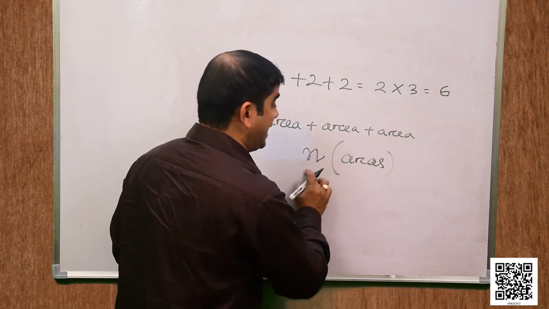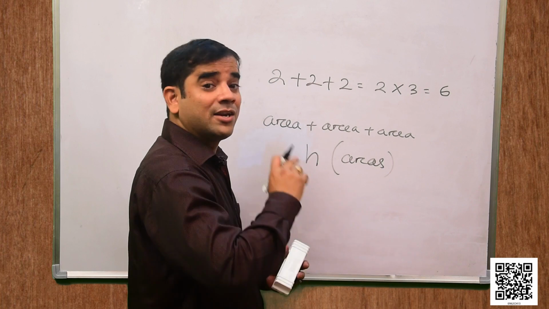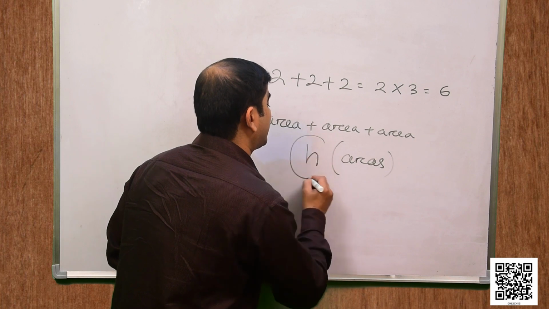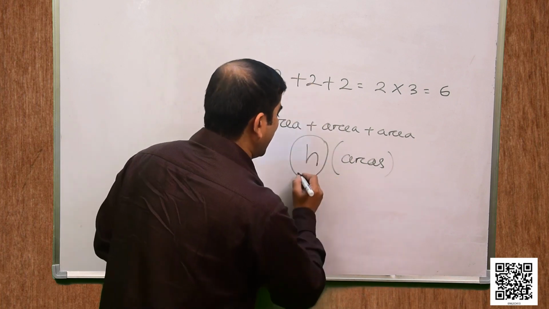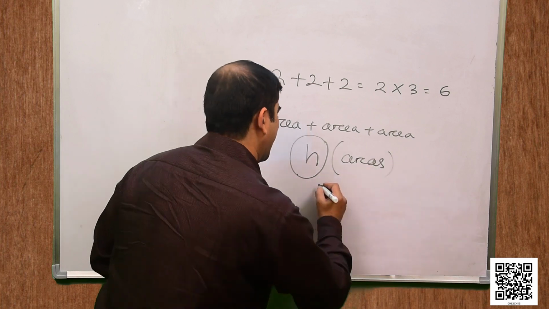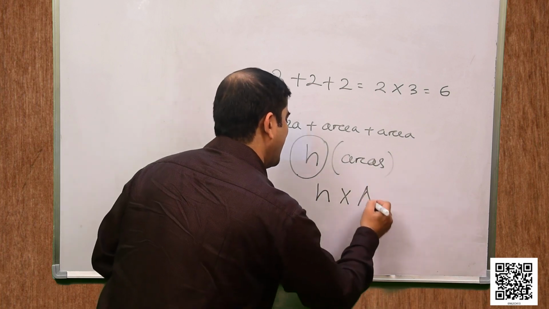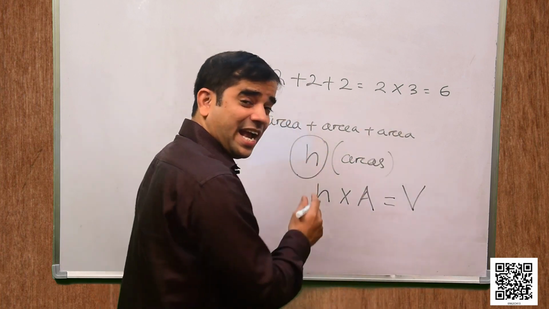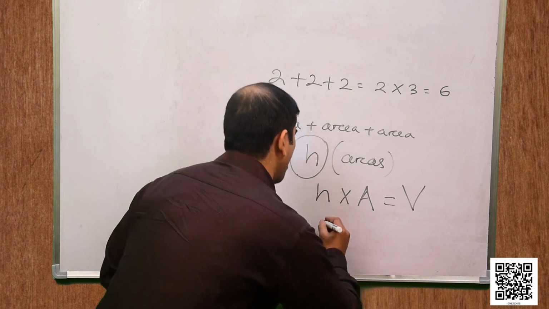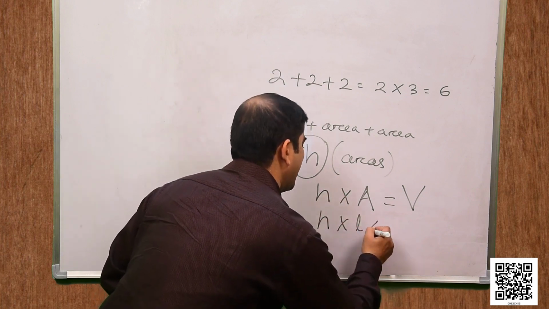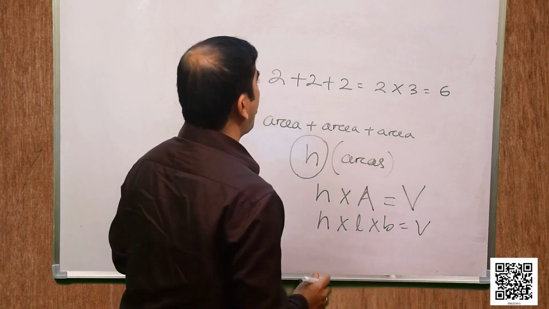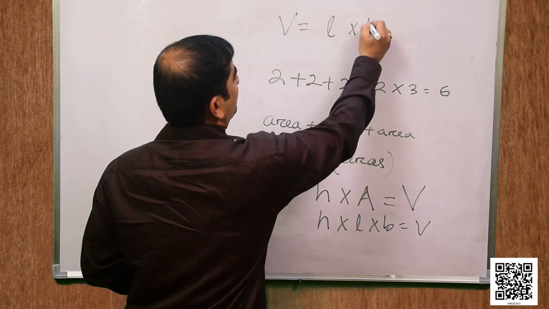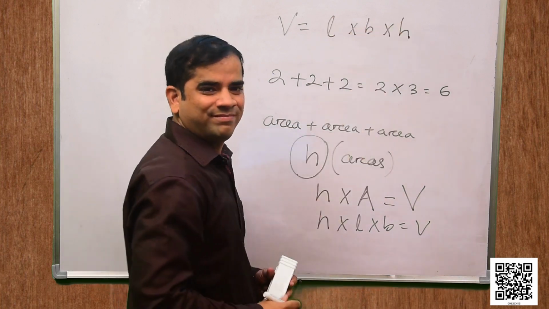Okay. So, this n is nothing but the height. The number of rectangles one over another have constituted the height. So, the height multiplied by the area, that is h into a, gives us the volume. What is area? Area is nothing but length into breadth. So, height into length into breadth is equal to volume, or this is represented as V is equal to L into B into H.